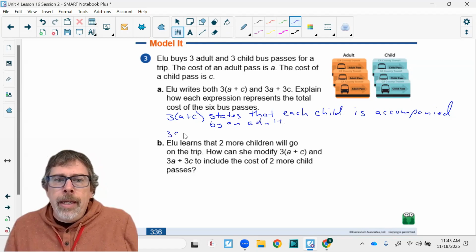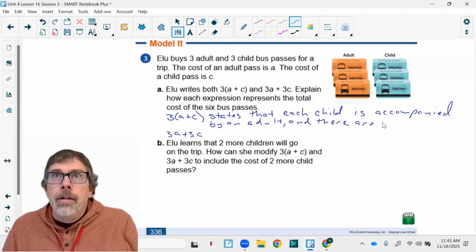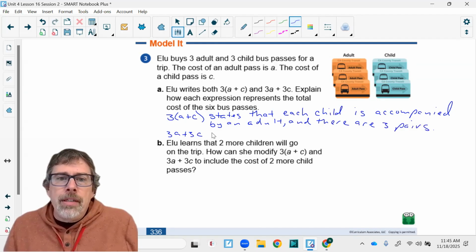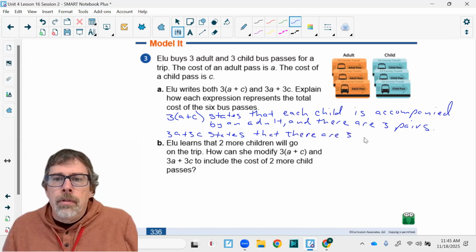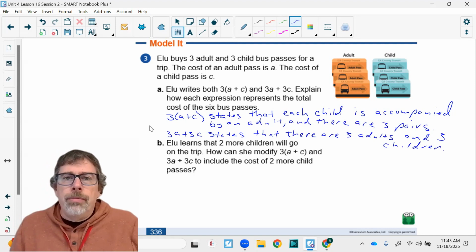Okay, so 3 times (A plus C) states that each child is accompanied by an adult. And there are 3 pairs. 3A plus 3C states that there are 3 adults and 3 children, and a ticket for each.